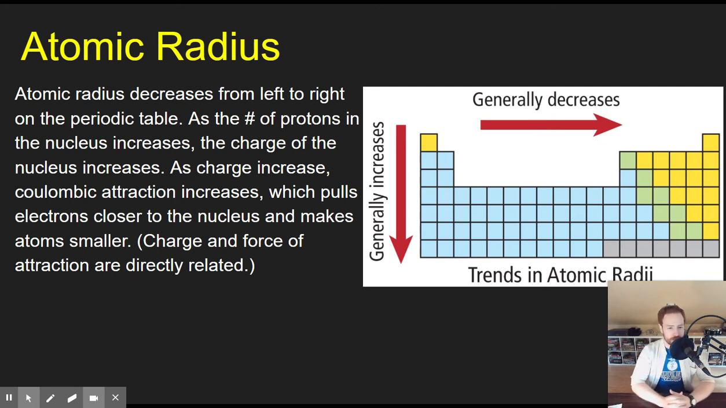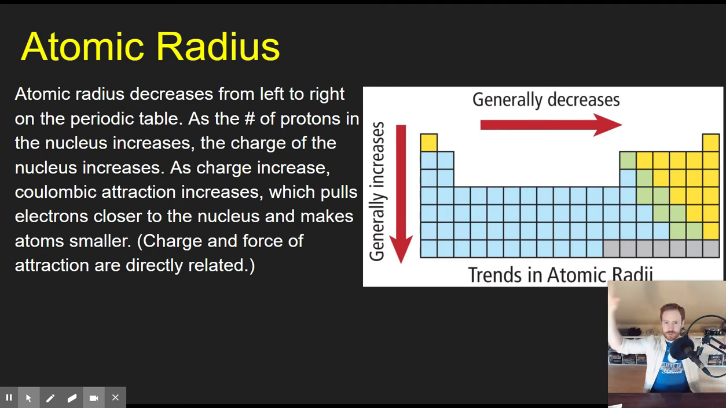Now, what really explains this, though, is of course Coulomb's law. Because as you go from left to right across the periodic table, protons are being added to the nucleus, which means that the positive charge of the nucleus is increasing. And one thing we know from Coulomb's law is that the force of attraction between things is dependent on the strength of their charge. So if you increase the amount of positive charge in the nucleus, it basically becomes a stronger magnet for the electrons around the outside of that atom, which is going to pull those electrons in closer, therefore shrinking the size of the atom.